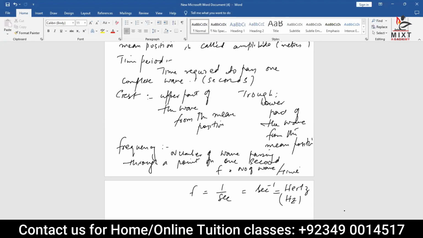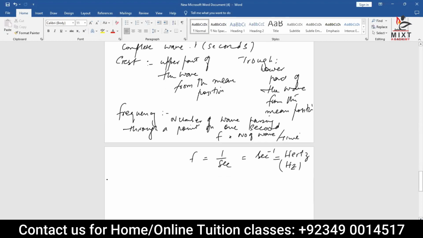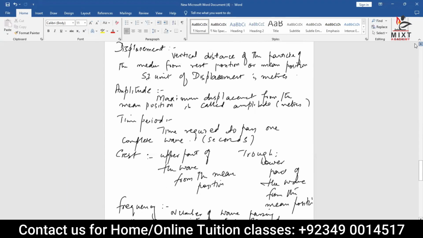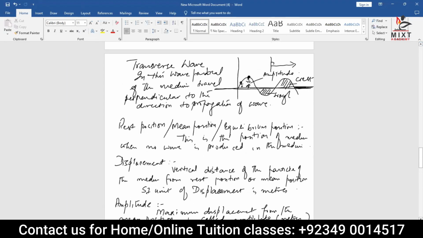Now the last term left here is wavelength. What is the wavelength? The length of the wave, one wave. Now this is interesting. If you check this crest here, and this crest here, the distance between two crests is called wavelength. We represent it by this sign, and we call this sign lambda. So it is the distance between two consecutive crests.